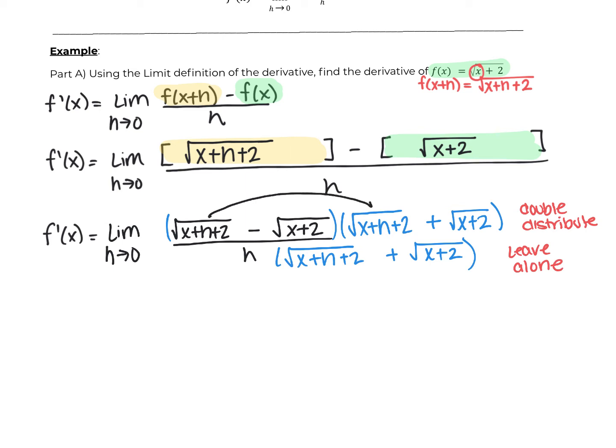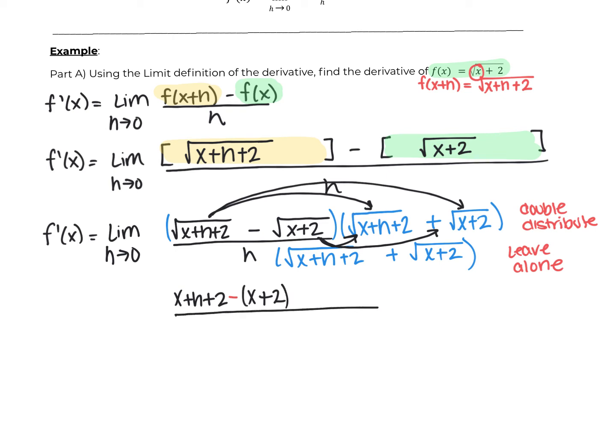So let's do our double distributing. This one times this one: any radical times itself is the inside, so x plus h plus 2. Now, this times this will cancel with this times this, so I'm not going to write it. And then I just have to do this times this. Any radical times itself is itself, so x plus 2. But we have to remember that we're doing a negative times a positive, so it's a negative of all of this. So we actually are going to have to distribute that negative. You can't just write minus x plus 2 because you're going to have to distribute.